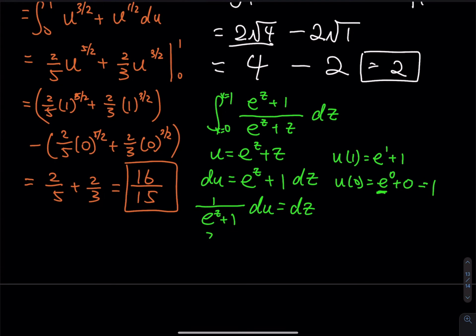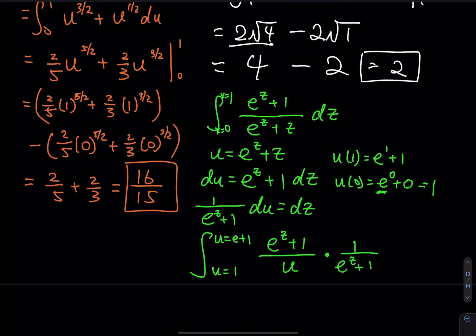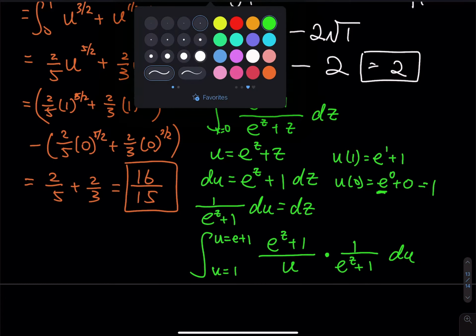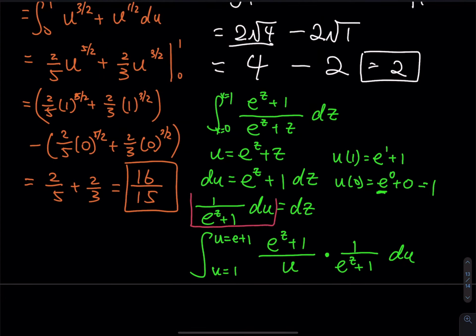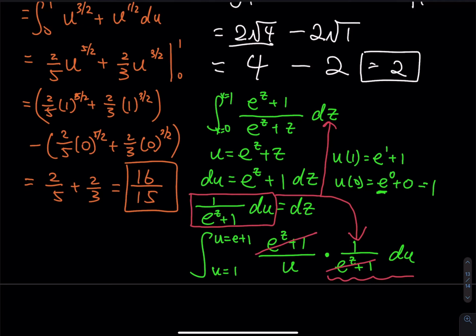All right, then you have the integral from u equals 1 to u equals e + 1, and then the integrand, you have (e^z + 1) divided by u, and then 1 over (e^z + 1) du. So how do I get these big things right here? I already replaced this to here. That gives me this piece. So the dz is now the entire piece right here. And then get rid of the z, so there is no more z. And we are ready to roll.